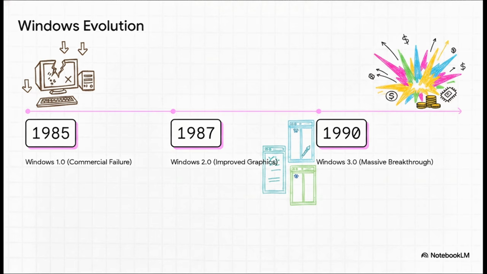And finally, in 1990, they struck absolute gold with Windows 3.0. With 16 color graphics, totally new file management, and a development kit for third-party programmers, Windows 3.0 was a massive breakthrough. It sold over 10 million copies in just 2 years.